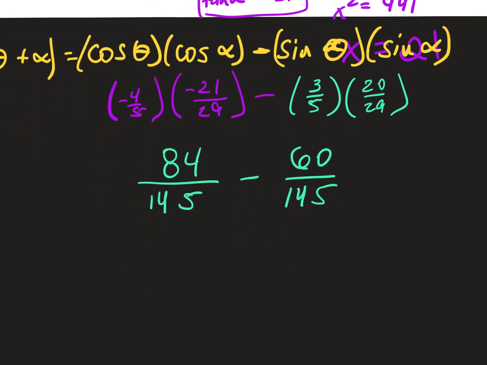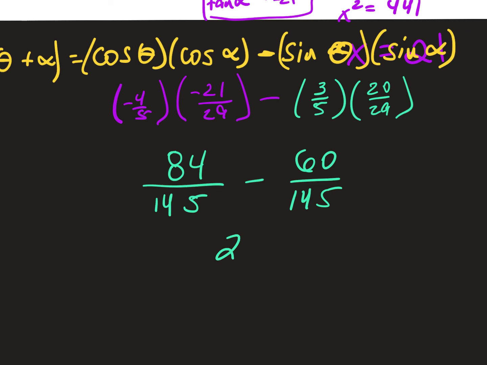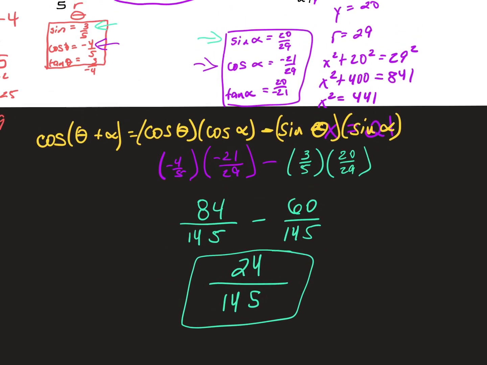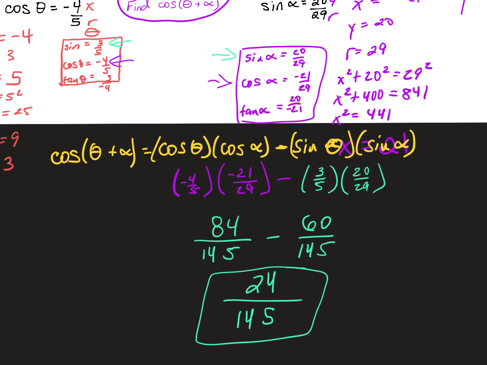All right, now if we simplify, what's 84 minus 60? 24 over 145. And the last thing I have to do is to make sure that I can't simplify this fraction anymore. You guys are allowed to use calculators. You're going to have them. If it does simplify it. This one does not, but leave it as a fraction. Don't give me a decimal equivalent. So right here is your answer for the cosine of alpha plus theta, or theta plus alpha, however you want to say it.